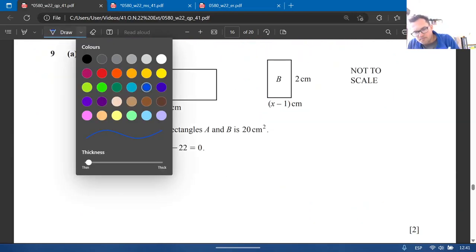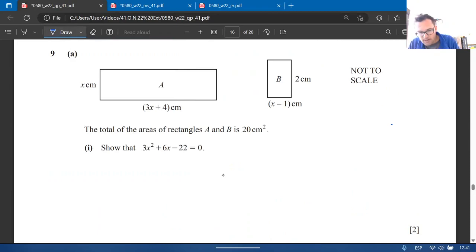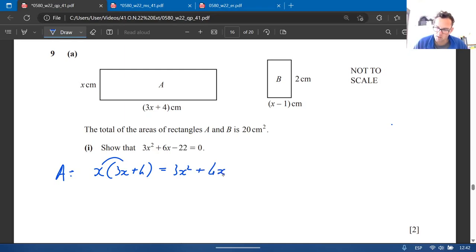Question 9a says the total of the areas of rectangles A and B is 20 centimeters squared. So let's do first the area of rectangle A. Of course, that would be length times width, or width times length. So that would be x times 3x plus 4. Expand the bracket. So that's 3x squared plus 4x. That's the area of rectangle A. Rectangle B, that will be 2 times x minus 1, length times width, so that gives us 2x minus 2. Yeah, 2 times x is 2x, 2 times minus 1 is minus 2.